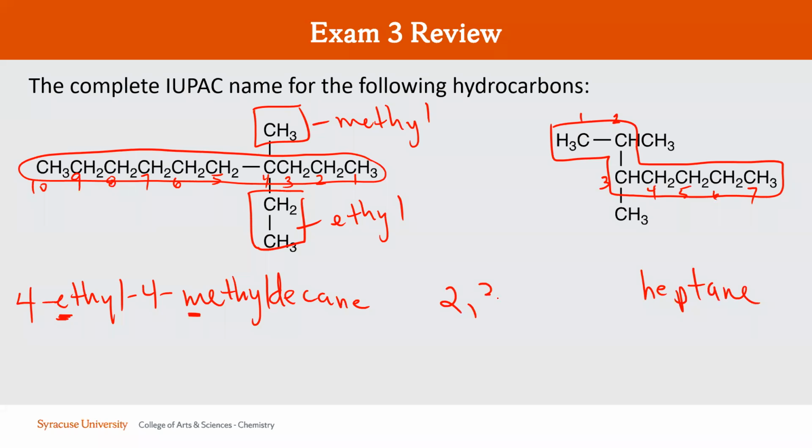Yeah, Madium says 2, 3 dimethyl heptane. I've got a 7-carbon alkane, so that's heptane. On the 2nd carbon, I have a methyl group, and on the 3rd carbon, I have a methyl group as well. Any questions on that one?